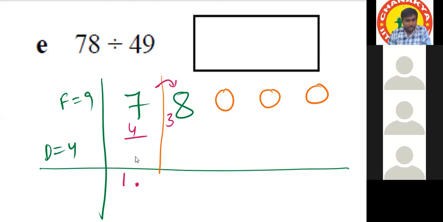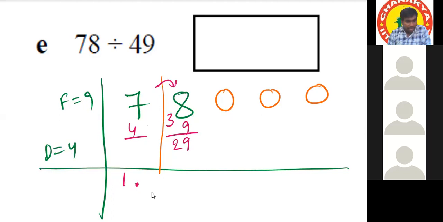Now flag multiplication, with the quotient. 1 9 is 9. 38 minus 9 is 29, I think. Yes, sir. In 29, how many times will 4 go?